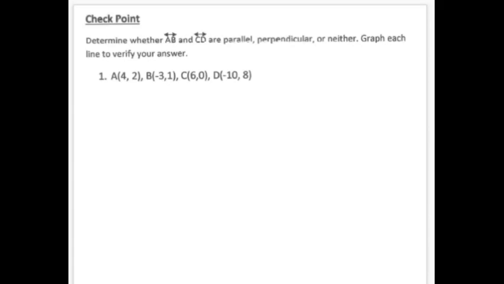Now that I've shown you that example, I want you to try the next two checkpoint problems. You need to find the slope of lines AB and CD, and determine whether they're parallel, perpendicular, or neither based on their slope. And then after you figure that out, you want to graph each line to verify your answer.